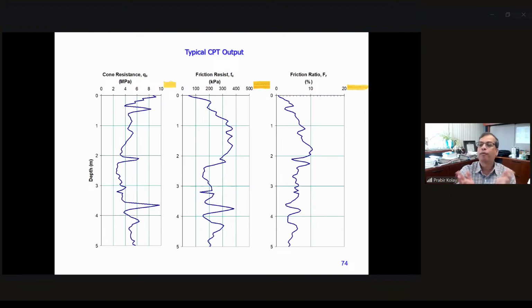There are a lot of correlations available between CPT and SPT. If you know the CPT or SPT value, there are different design charts available for how much the bearing capacity of the soil is. So you can easily calculate or design your structures.